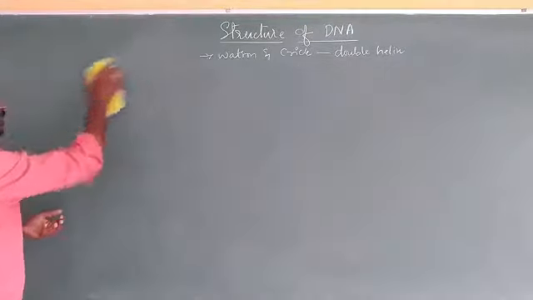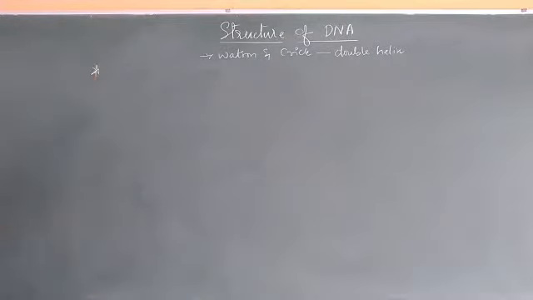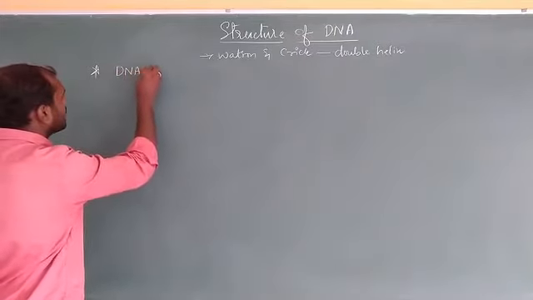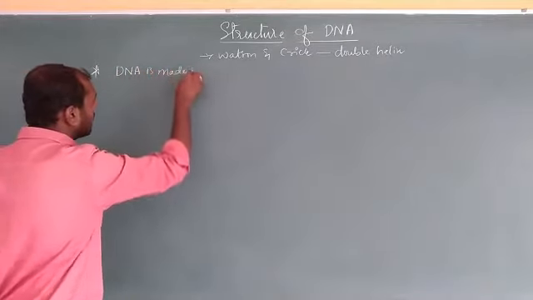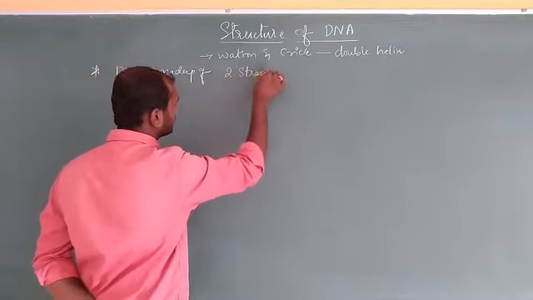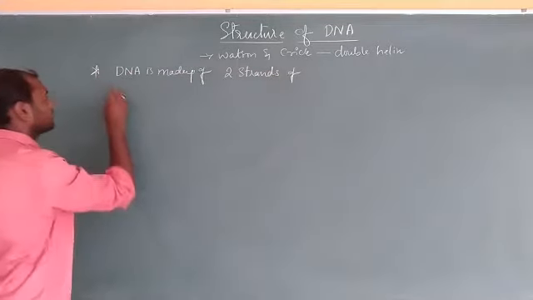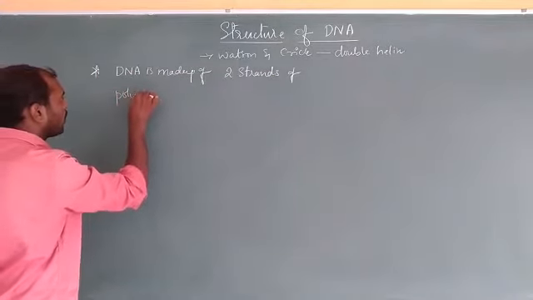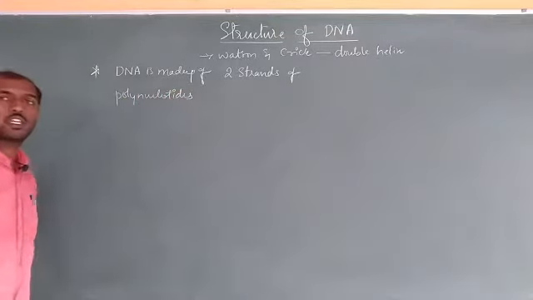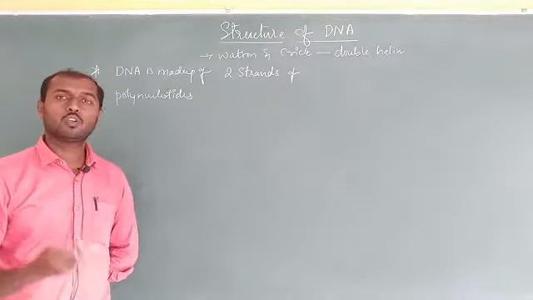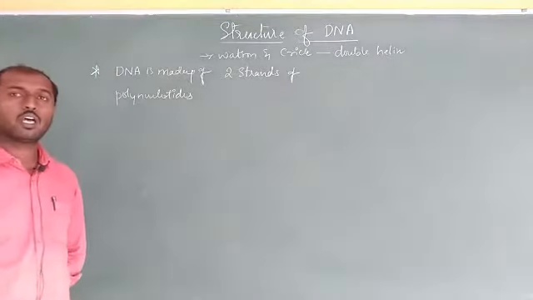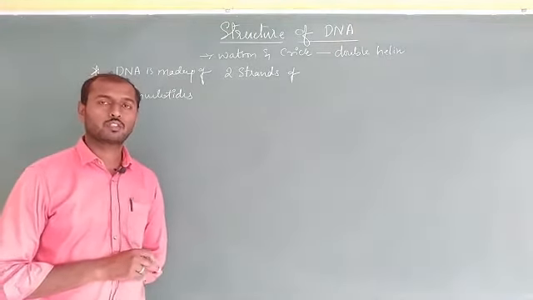First thing, DNA is made up of two strands of polynucleotides. What are DNA strands? The DNA is made up of two strands. Each strand is a single polynucleotide. So there are two different polynucleotides running in opposite directions.